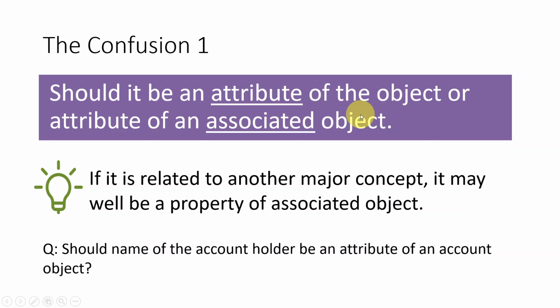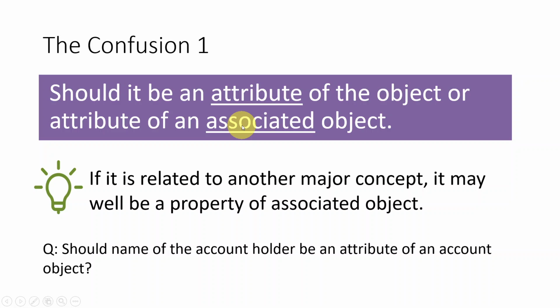If you are new to object-oriented programming, there are some confusions up front. So we want to clarify those things. The first confusion is, should it be an attribute of the object or an attribute of an associated object? For example, if you take an account object, it is obvious that the account number must be an attribute. The account balance must be an attribute. Maybe the interest rate. But should we take the account holder name as an attribute?